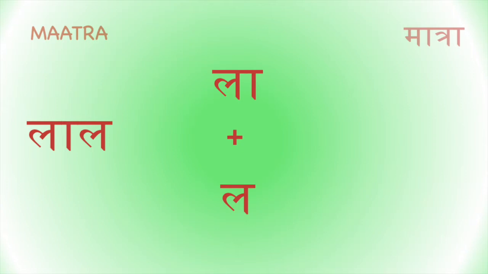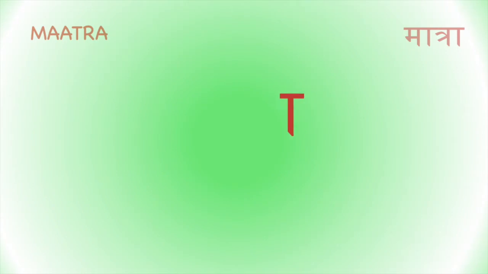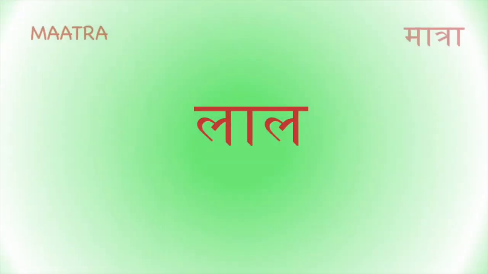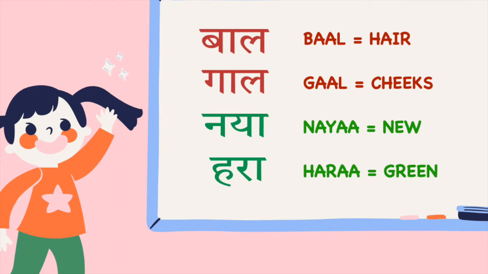The first letter, la, has been formed by adding a Maatra, a vowel symbol, to the letter L. Can you tell me what that Maatra is? It's the Maatra from the vowel A. So lal was formed using A ki Maatra in the first letter L. La and l, lal. Here are some other words.